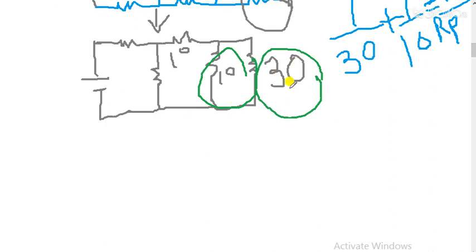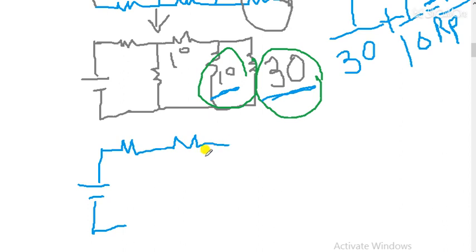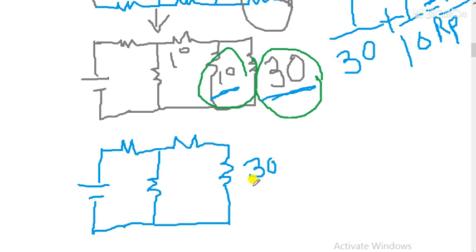So after this 30 and 10 ohm in parallel, I will get another circuit, that is the positive terminal and negative terminal of the battery, one resistance of 10 ohm, second resistance of 10 ohm, then here one resistance of 10 ohm. After connecting 10 and 30 in parallel combination, I will get a resistance here whose value is 30 by 4. So this 30 by 4 you can calculate. This is 10, this is also 10, and this is also 10.